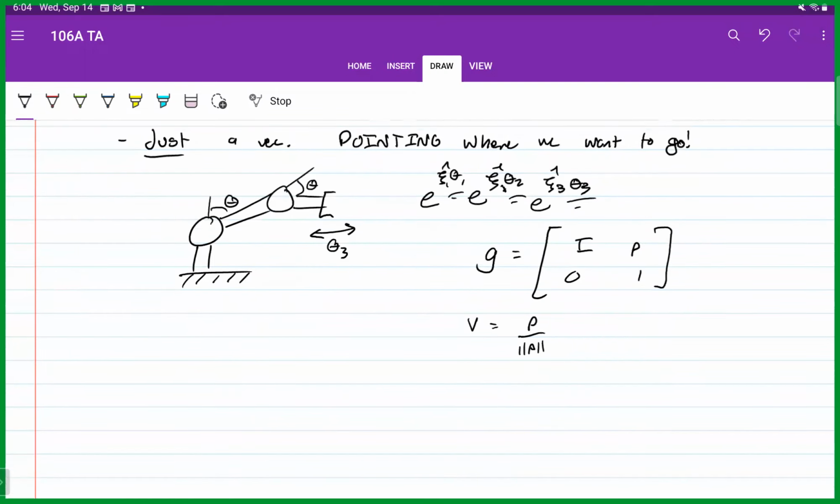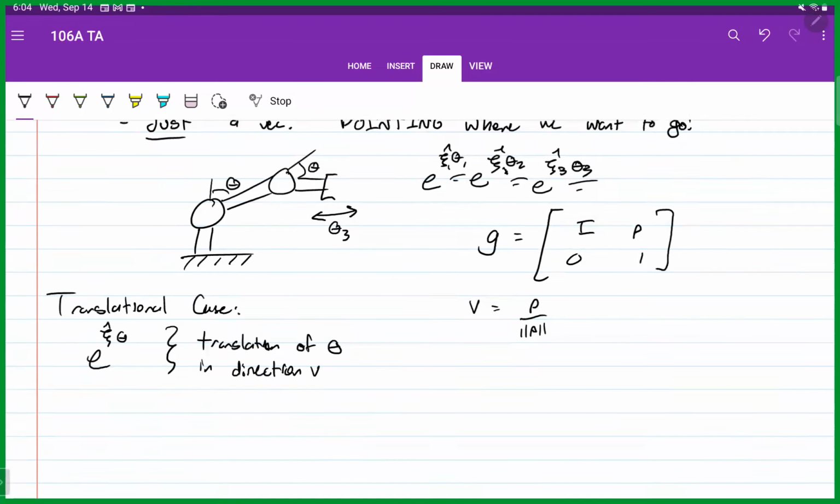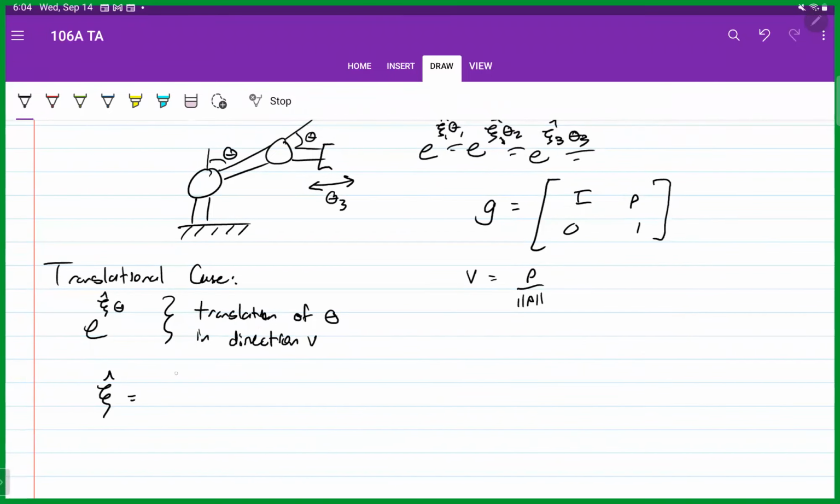All right, so let me just summarize. For the translational case, what do we find? We found that taking e to the xi hat theta gives us a translation of theta in direction v, where this matrix xi hat is equal to the 3 by 3 matrix of zeros, 0, 0, and this direction vector. So direction or velocity. Okay. So this is what we found for this case.